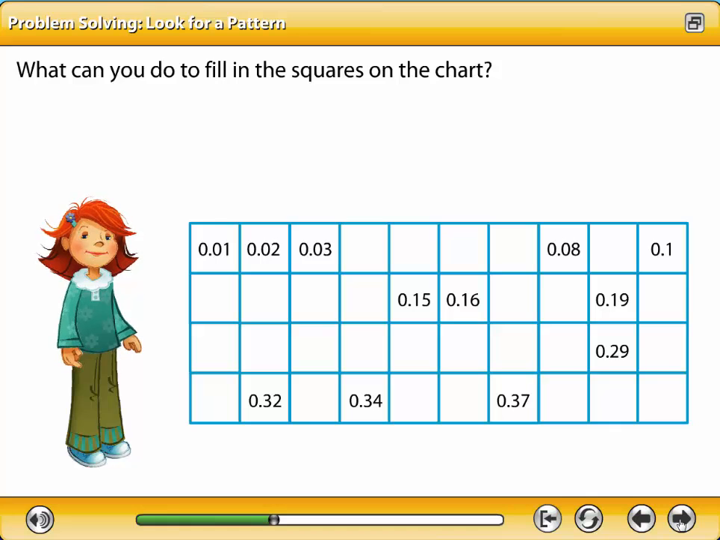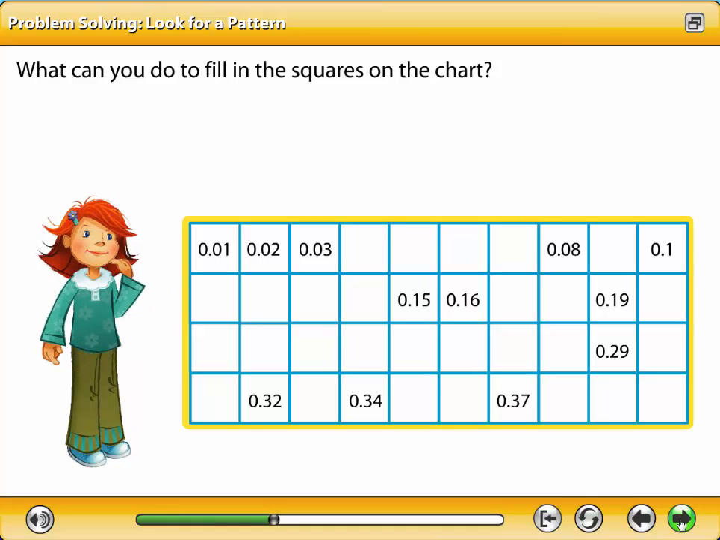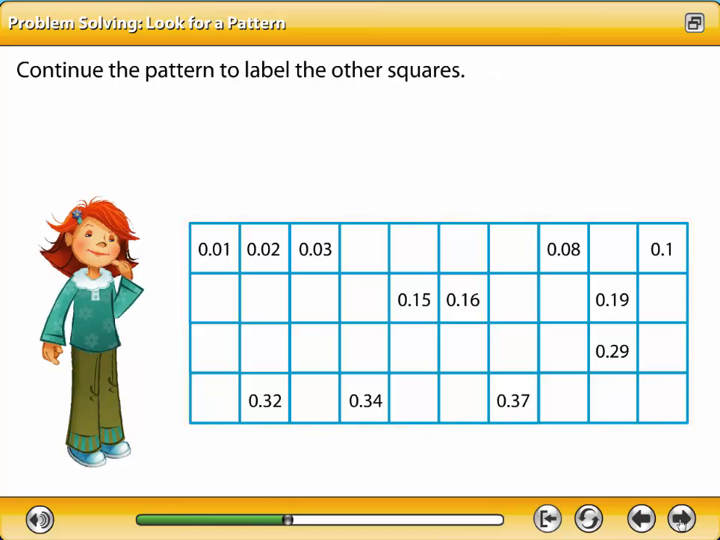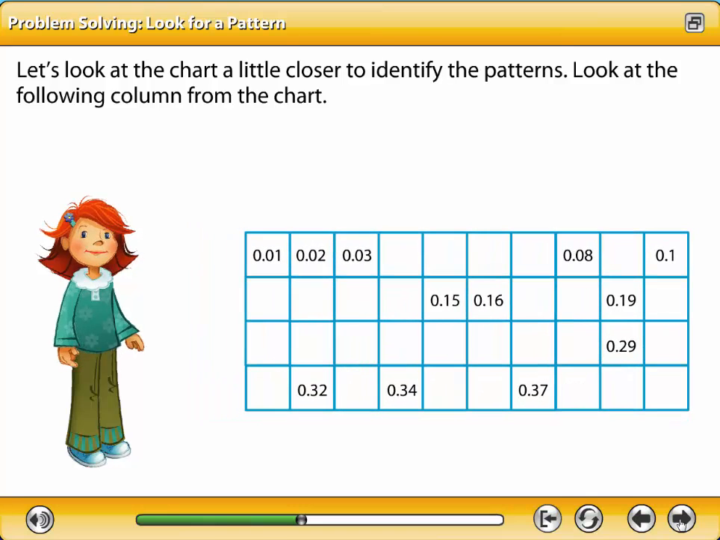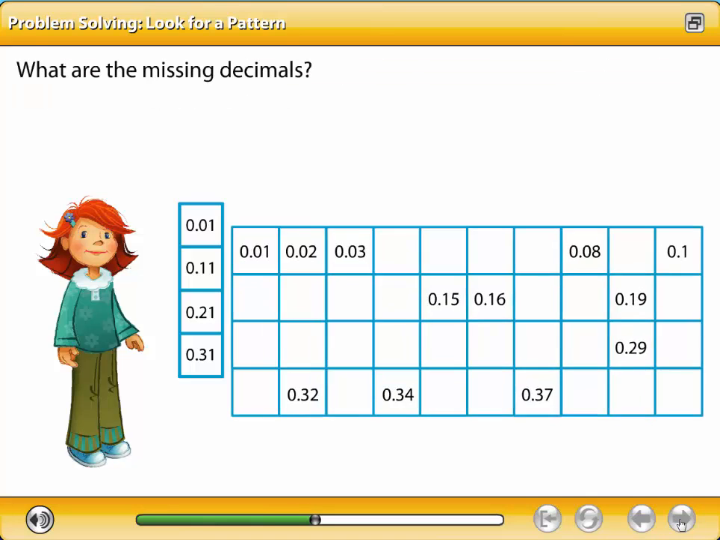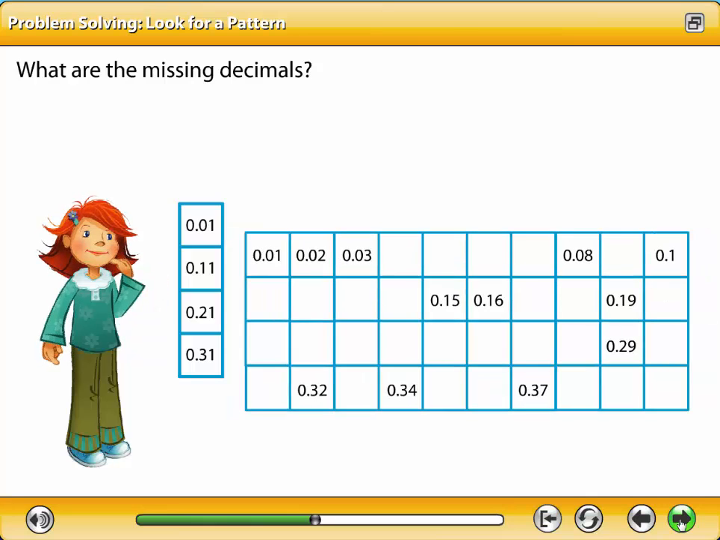What can you do to fill in the squares on the chart? Continue the pattern to label the other squares. Let's look at the chart a little closer to identify the patterns. Look at the following column from the chart. What are the missing decimals?